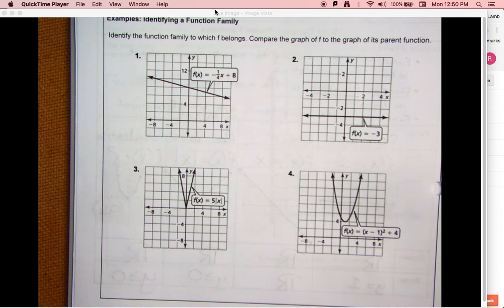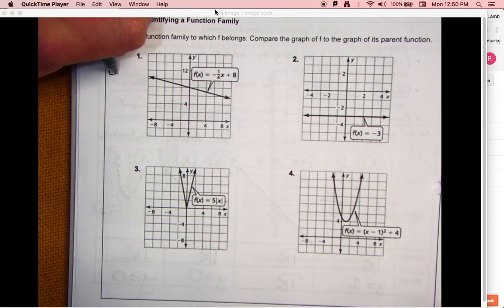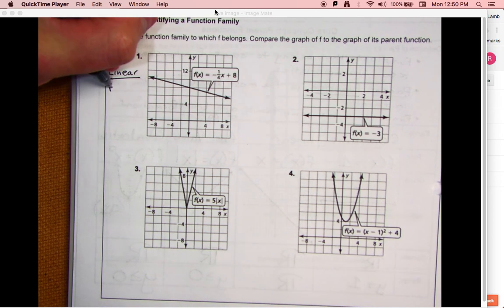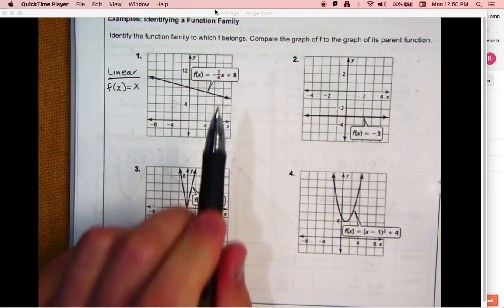Okay, so let's look at this first one. This first one is a straight line. Straight line is linear. So flip back your notes if you're unsure. What family does it belong to? It belongs to the linear family. What is the base function? f of x equals x. Notice this is f of x. It has an x in there, it has other stuff.